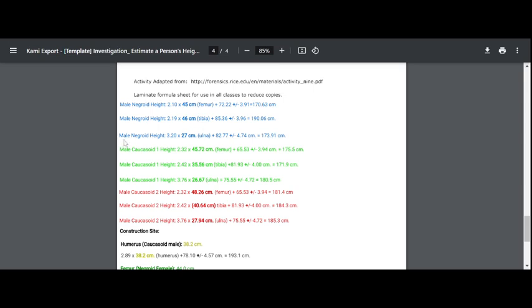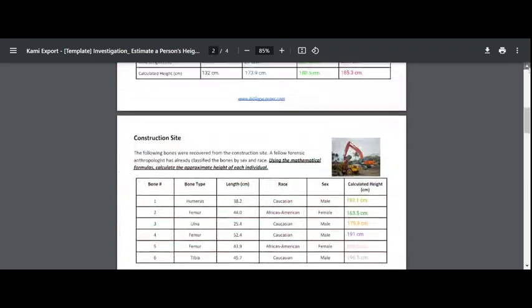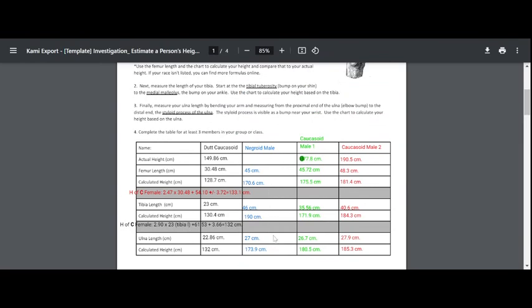Okay, and then for the final equation for the male Negroid height, we've got 3.20 times 27 centimeters. 27 centimeters, remember that's the measurement for the ulna, plus 82.77 plus or minus 4.74. In this case, I'm adding 4.74, and we get 173.91 centimeters. Okay, so guys, that is where those numbers that are in the charts in blue are coming from. Okay, that's how this was calculated out.